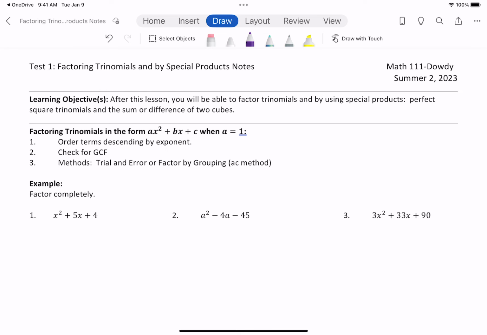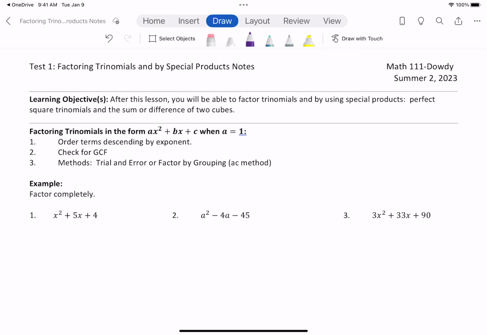So you remember us talking about trinomials already. It's a polynomial that has three terms, and it's going to be in the form ax squared plus bx plus c. And in the first problems we're going to look at, the lead coefficient a is going to be 1. So first you want to make sure that your three terms are in descending order by exponent, and then check to make sure that if there is a GCF other than 1 among those three terms, you factor out the GCF first.